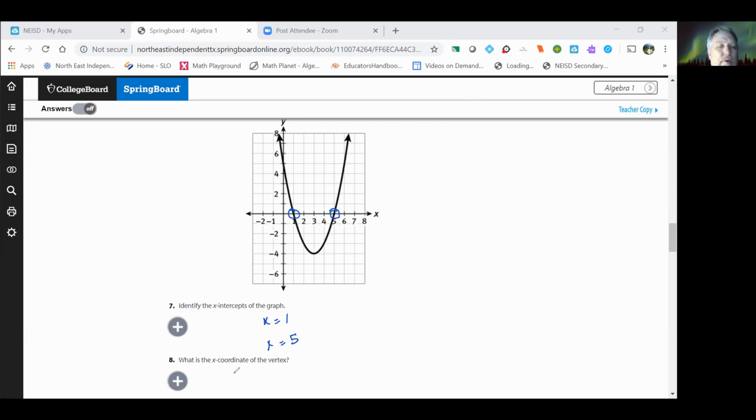So what is the x-coordinate of the vertex? Well, your vertex, of course, is your minimum or your maximum. And so the x value of that is going to be 3 in this case. And again, it's important to notice that your solutions, or your x-intercepts, are going to be equal distance from that line of symmetry. In this case, it's 2 over here, 2 over here.